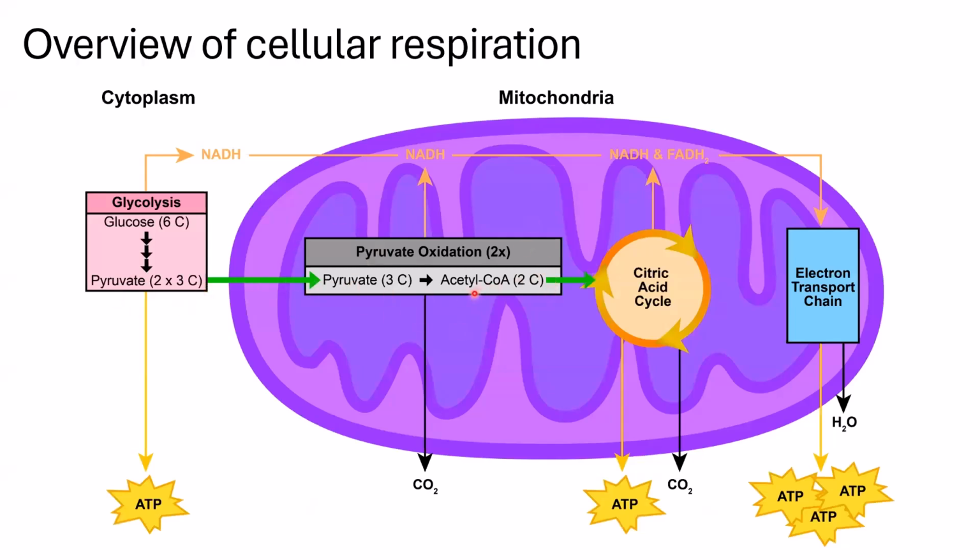This creates acetyl-CoA, which enters the citric acid cycle. Throughout this process, ATP, carbon dioxide, and NADH and FADH2 are being produced. At the end, the NADH and FADH2 will go through the electron transport chain to generate even more ATP, as well as water. We will talk about each of these phases in more detail over the next few videos.